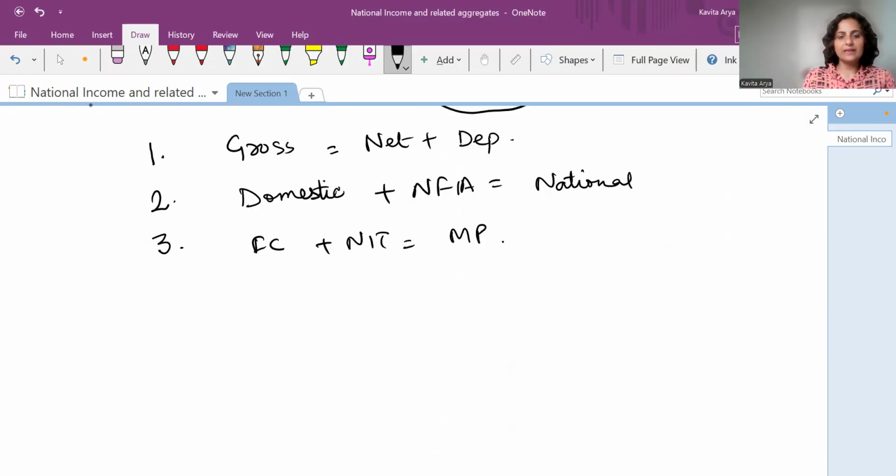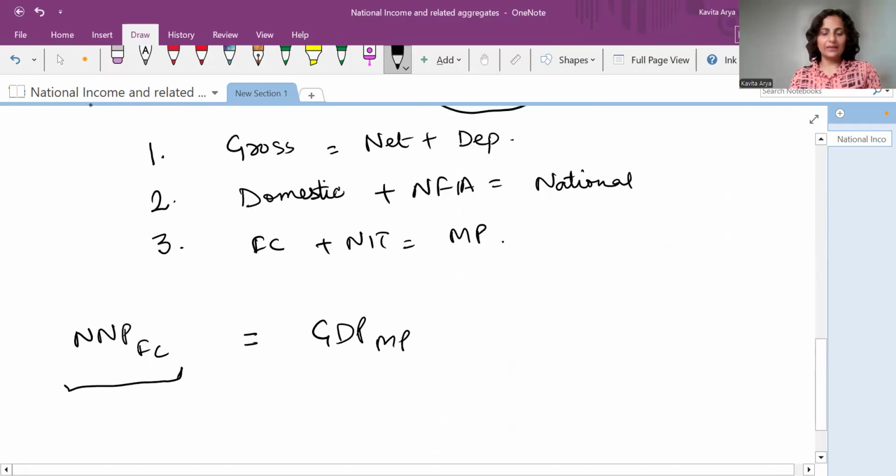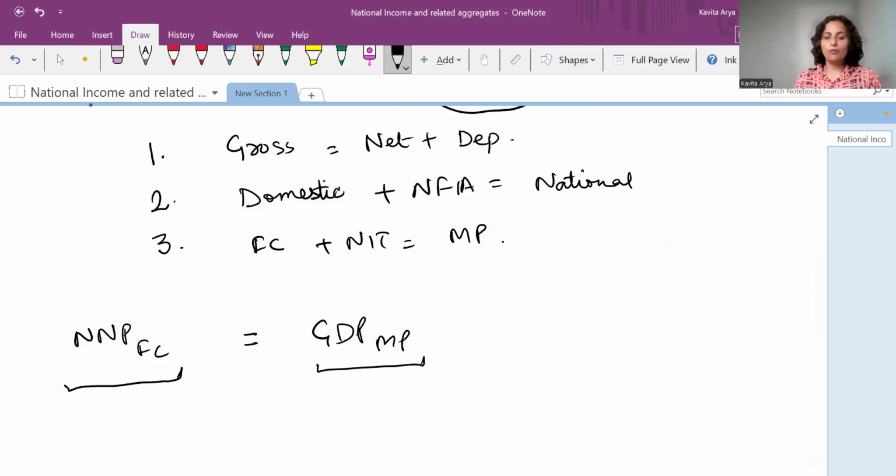So, if in some question, say you are given GDPMP and you have to convert it into NNP at FC. This is to begin with. So, what is to be done? How do we convert GDPMP into NNPFC? Let us go step by step. Here we need to convert G into N.